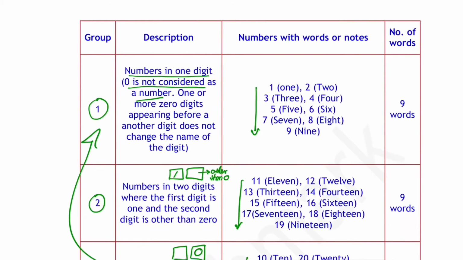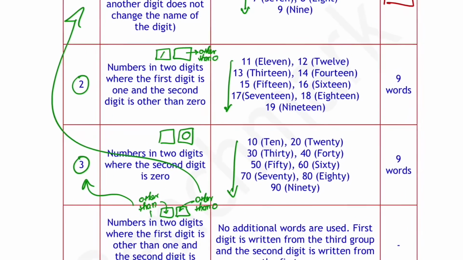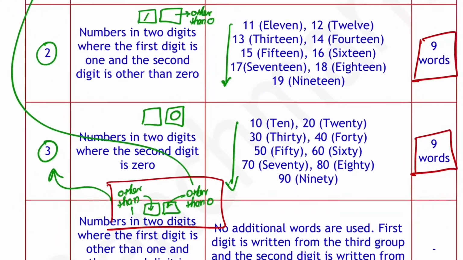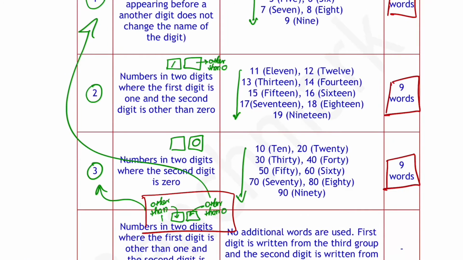Look, first you need to write numbers in 1 digit. So we have 9 words there. Then you need to write numbers in 2 digits. Numbers in 2 digits we have in 3 groups. When the first digit is 1, we have 9 more words. When the last digit is 0, we have 9 more words. So even to write 2 digits, we have 27 words. In the third subgroup of 2 digit numbers, where the first digit is other than 1 and the second digit is other than 0, we are not using any more new words.